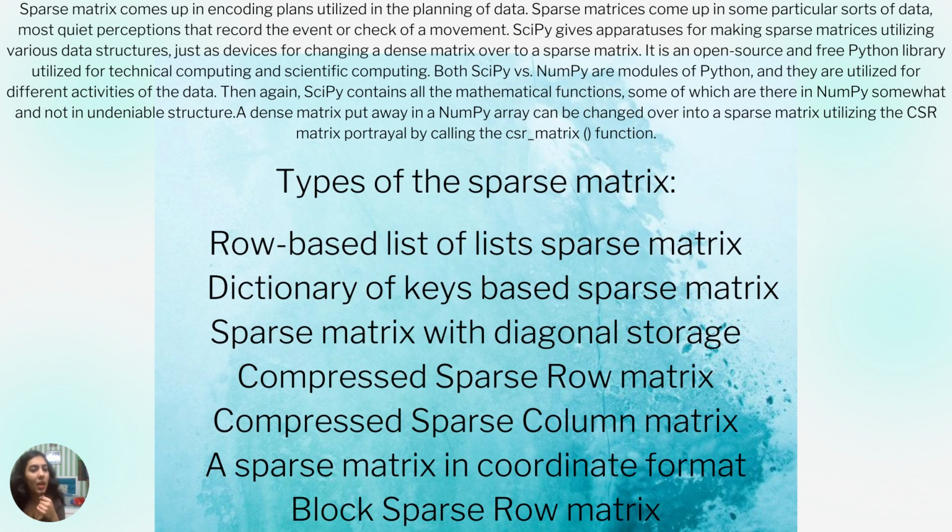Sparse matrices come up in encoding schemes used in preparation of data. Sparse matrices also come up in some particular sorts of data, most notably observations that record the occurrence or count of an activity.